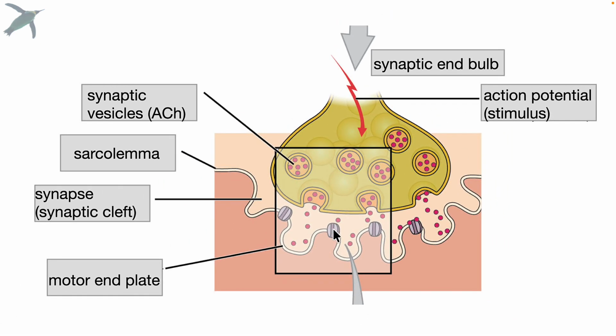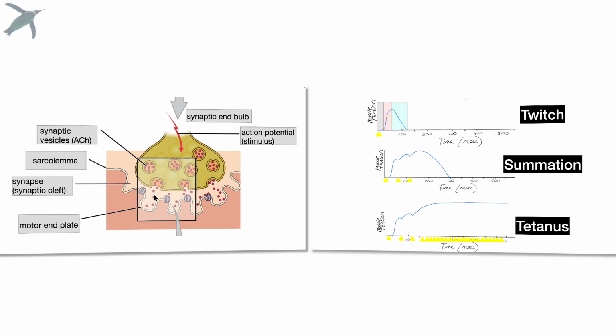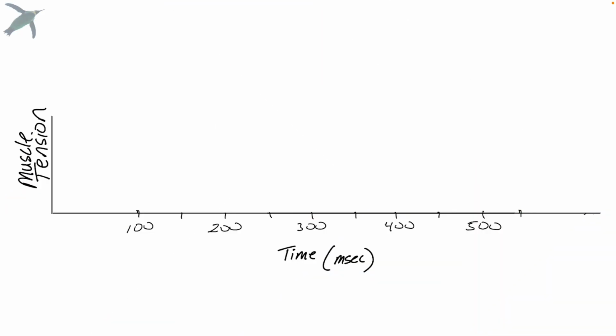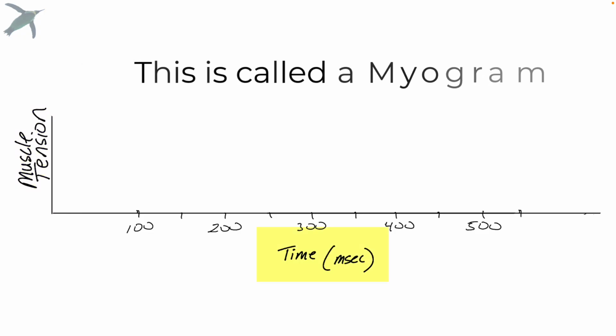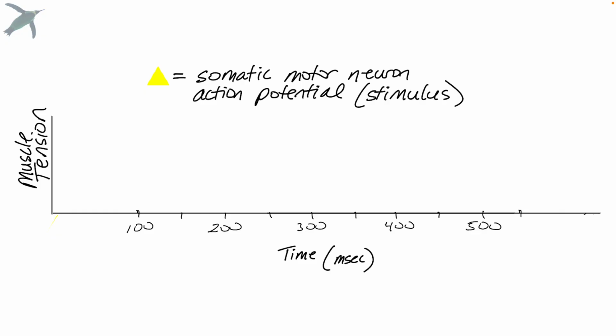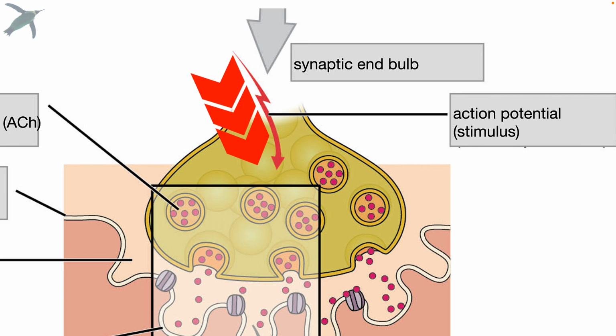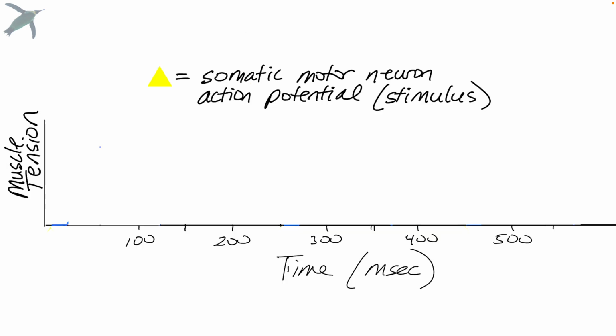the skeletal muscle cell. Now, when we compare twitch, summation, and tetanus, what we're actually talking about is the speed at which that somatic motor neuron communicates with this skeletal muscle cell. This is how we look at it. We're going to graph muscle tension on the Y against time in milliseconds. I'm going to use this yellow triangle to show when that somatic motor neuron fires, meaning when the action potential happens.